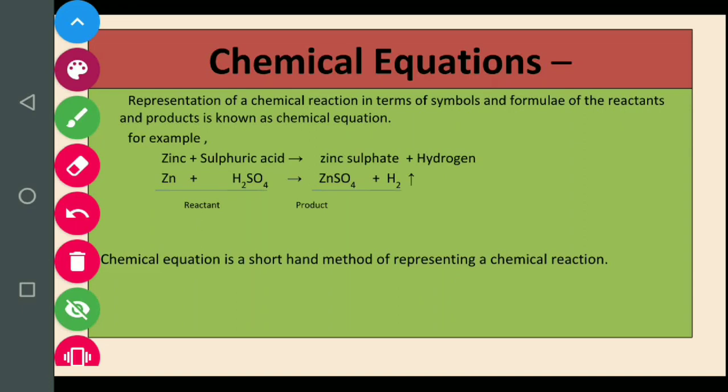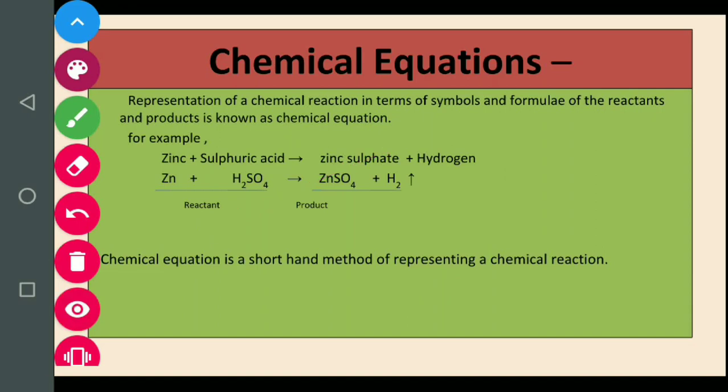This means that during the chemical combustion of wax, the physical state changes from solid to liquid and gas. Now chemical equation. Representation of a chemical reaction in terms of symbols and formulas of reactants and products is known as a chemical equation. Here we can take an example. Zinc plus sulfuric acid gives you zinc sulfate plus hydrogen. This is the word form of the equation. If we write this word form in symbols and formulas, then it becomes a chemical equation. Here zinc is written as its symbol Zn, sulfuric acid's formula is H2SO4, zinc sulfate's formula is ZnSO4, and hydrogen is H2. Then the reaction becomes Zn plus H2SO4 gives ZnSO4 plus H2.